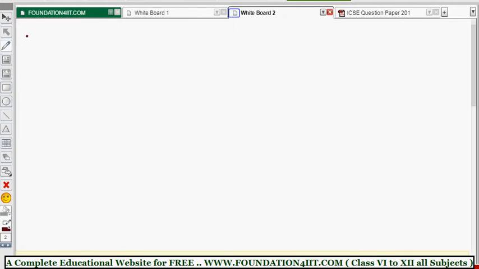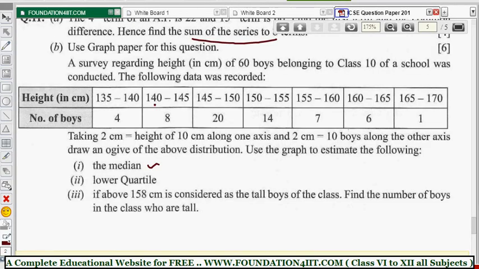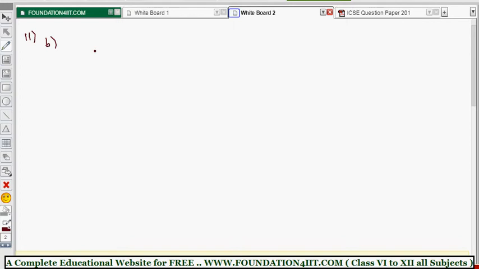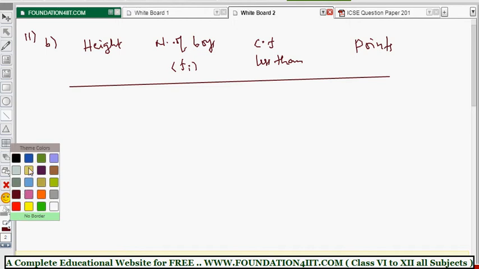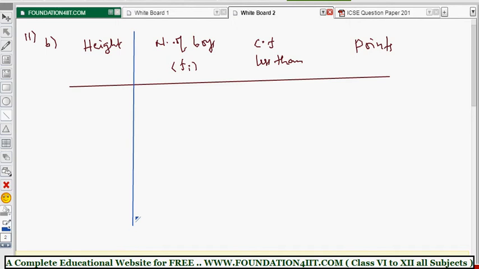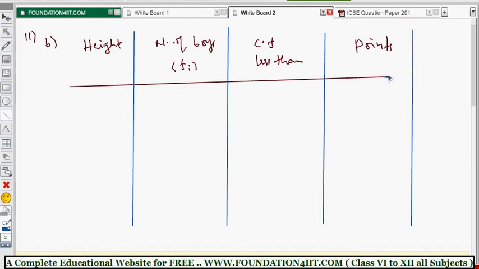Then we'll make the table. In 11b, only 2 columns are given, and you can find the less than cumulative frequency and points. So height, and number of boys, this frequency Fi, and next is CF, the less than cumulative frequency, and we'll take the points also, to apply in the graph. So we'll see now how it goes.